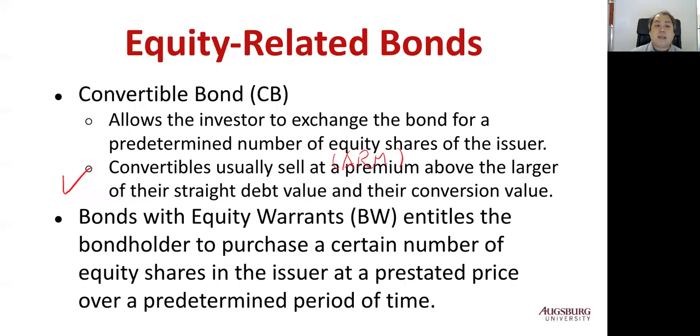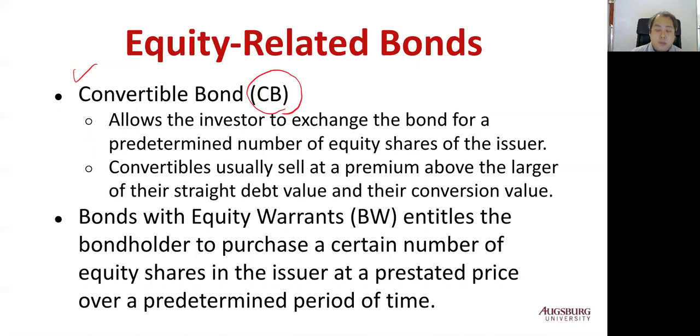Next are equity-related bonds. We have two different types. The first is the convertible bond, usually called CB. A CB allows the investor to exchange the bond for a predetermined number of equity shares of the issuer. For example, you can exchange one bond for 20 shares, a 20-to-1 conversion ratio, at a certain predetermined price. If the stock price is above this price, the bondholder usually converts the bond to stock.